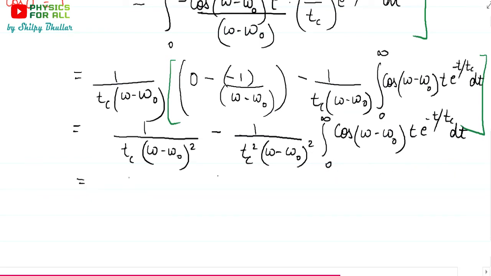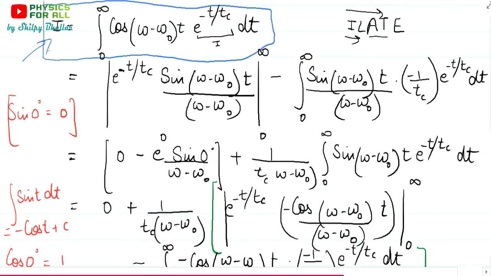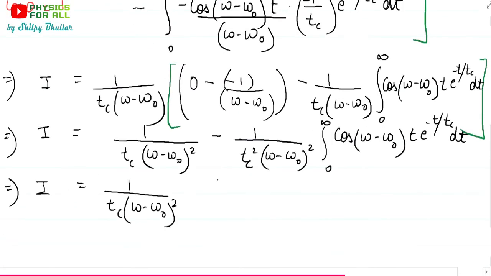We can write here 1 upon Tc omega minus omega naught whole square. And if I haven't mentioned it, this was I. Whatever we were solving, this was I. We are solving for I, and all these steps are for I. And now here again, I'm going to substitute I because this is the same expression that we have obtained.